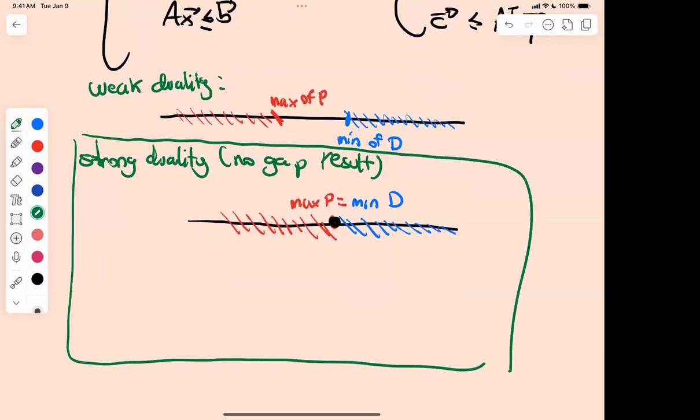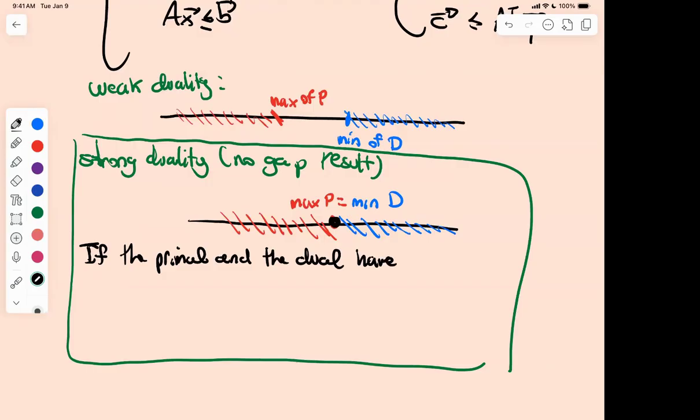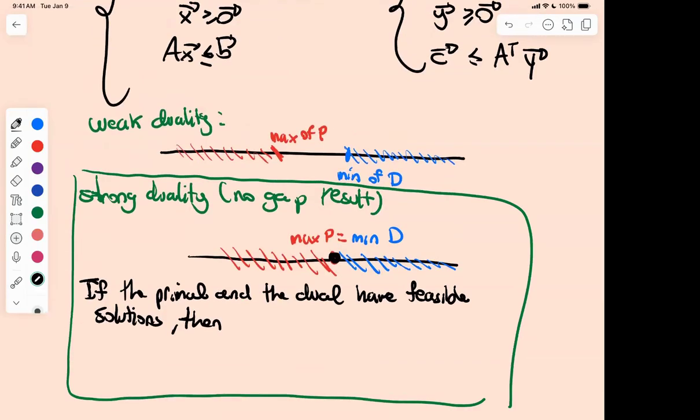So what the strong duality says is that if the primal and the dual have feasible solutions, then there's a maximum, the max is finite, and the min is also finite. And moreover, those two numbers agree.